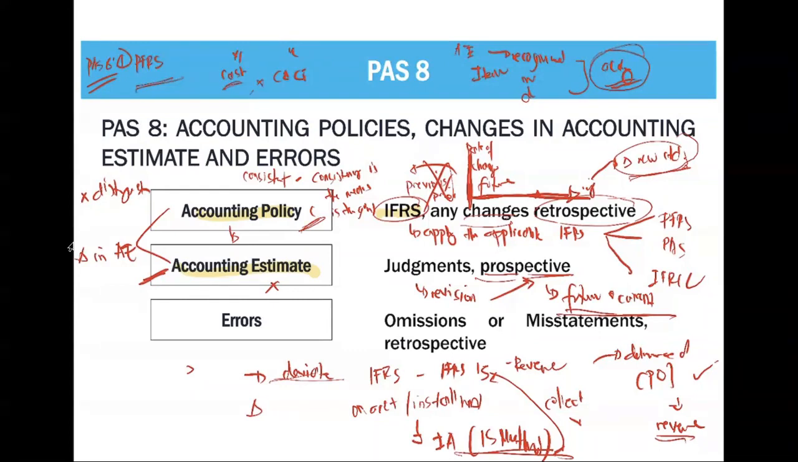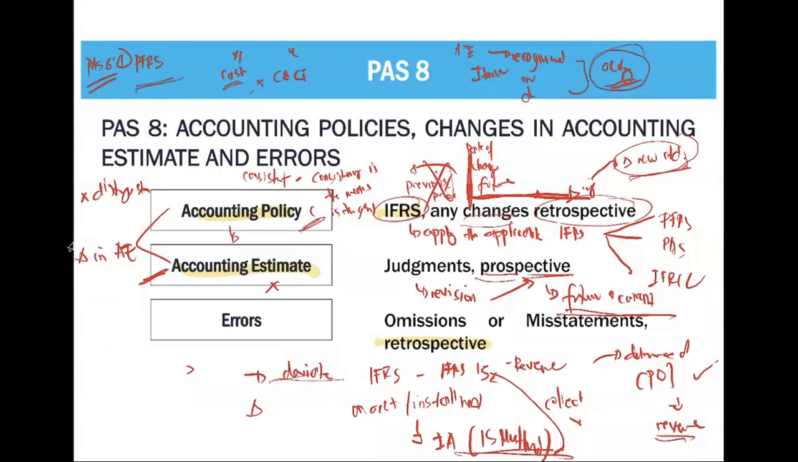When we say omission, again, you did not include it, or you did not account for it, or you forgot to account for it. While if that is a misstatement, either there is a transposition or transplacement error. So these omissions or misstatements are considered errors. So how do we account for your errors? You account for it retrospectively. And you already know how to account for retrospective error.